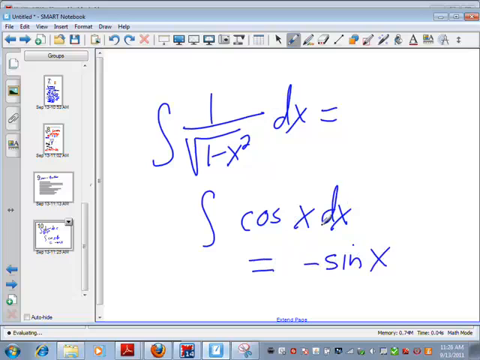What's the derivative of sine? Derivative of sine is cosine. Perfect. What's the derivative of negative sine? It's negative cosine. All I'm saying is that the derivative of negative sine is negative cosine. So this can't be right, because the derivative of whatever this is has to be that. But the derivative of negative sine is negative cosine, not positive cosine. Right?